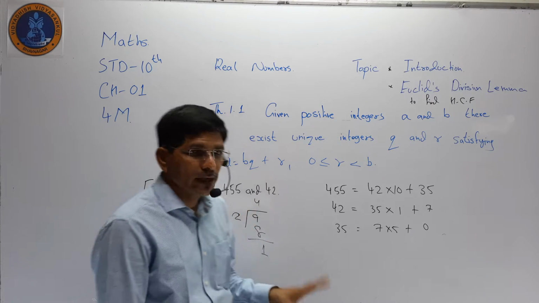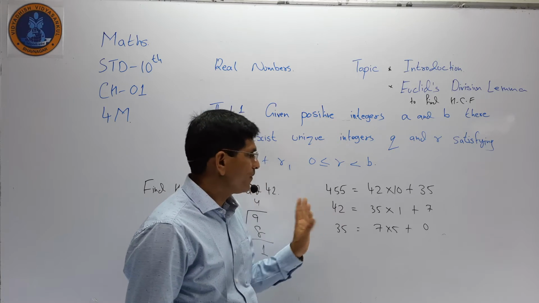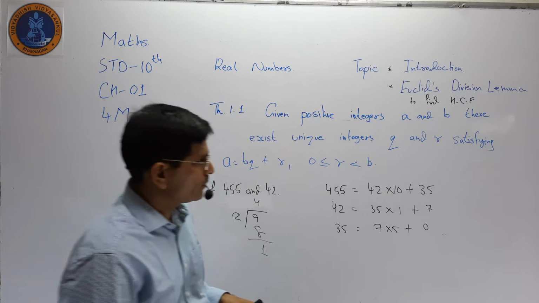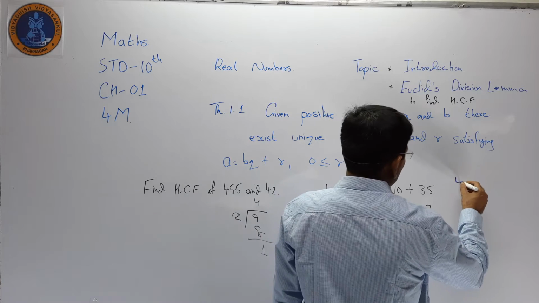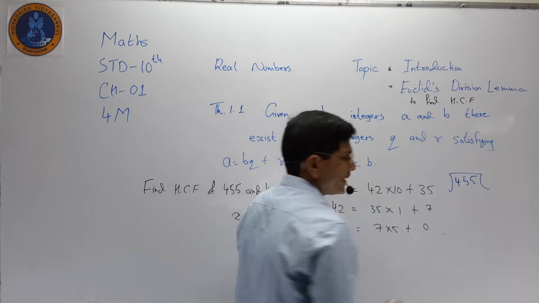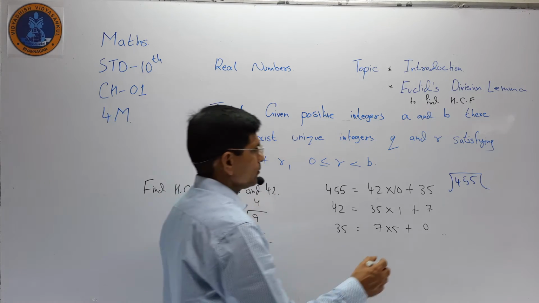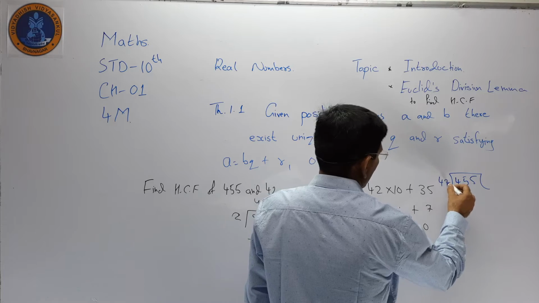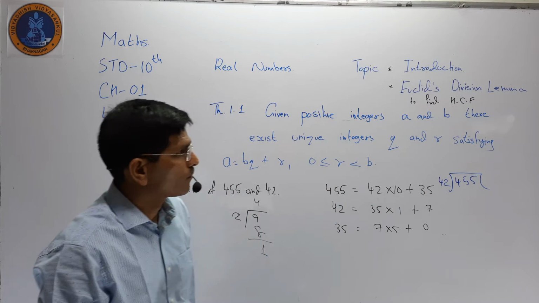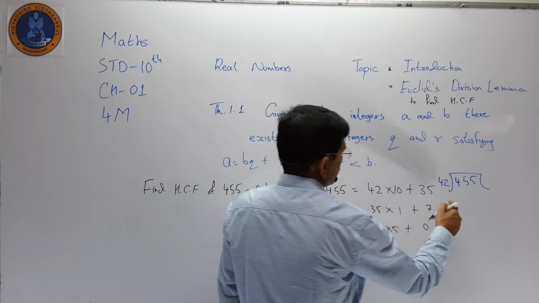So which number is big? We have to first find out which number is big. 455 is big. So what do I have to write? I have to write 455 here and then divide by the smaller number, which is 42. So here I have to write 42. Now what is the step?